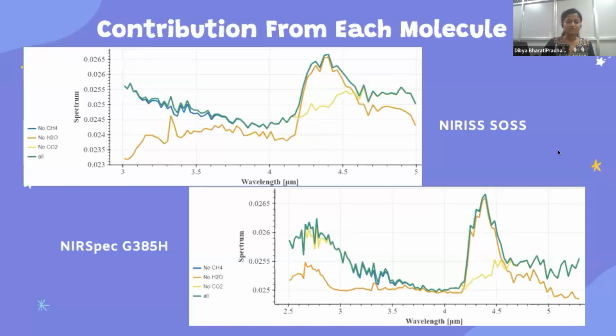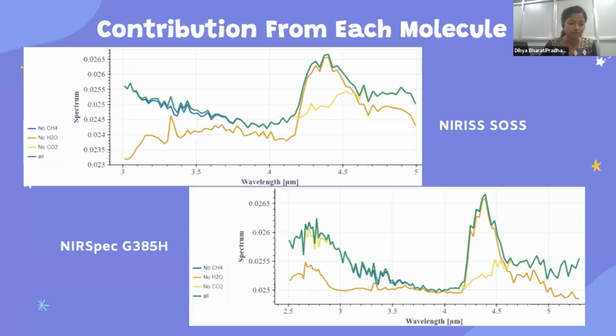Yes, so these are the contribution plots for each of the molecules. Initially, we have the model with all the molecules present. Now, to plot the contribution, we reduce one molecule at a time, so we can know at what wavelength there is a peak. If there is a peak in the spectrum at that wavelength, then the molecule corresponds to that. So as you can see, in the no methane case, there is a peak just below 4.5 microns.